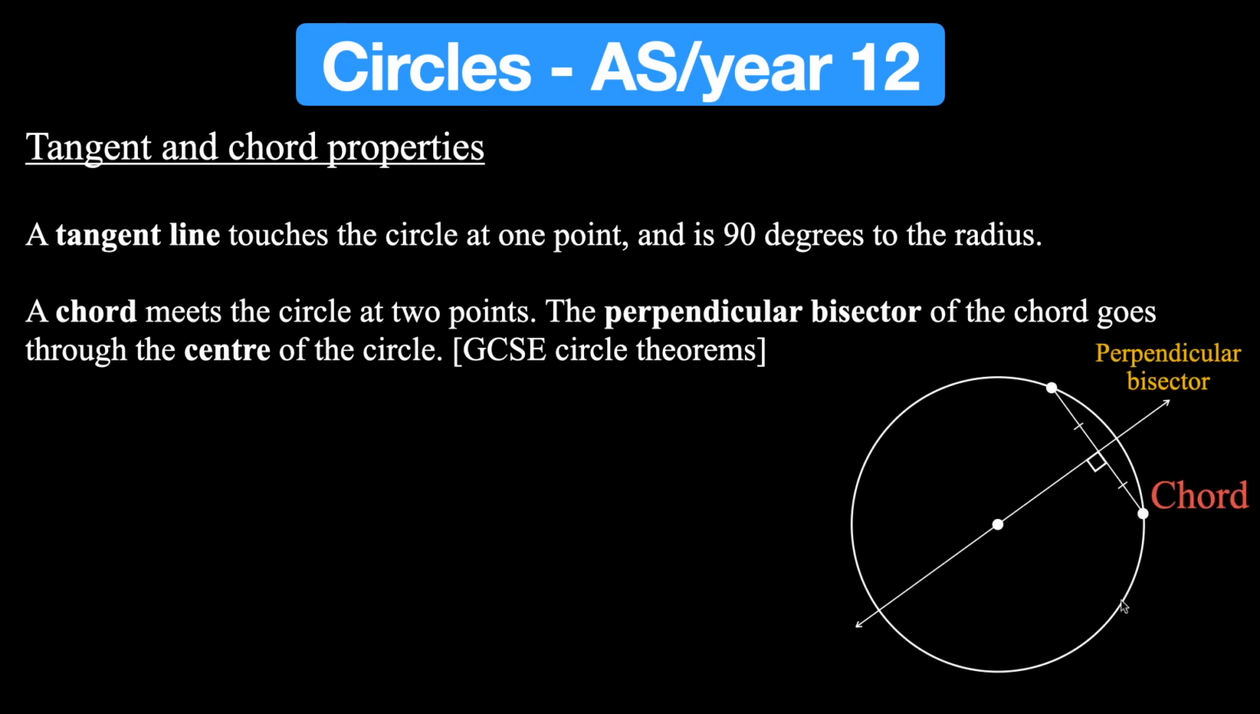So you can see we've got the circle, we have a chord here, and we have its perpendicular bisector, and that always goes through the center of the circle. Check out my video on circle theorems to see a proof of that.